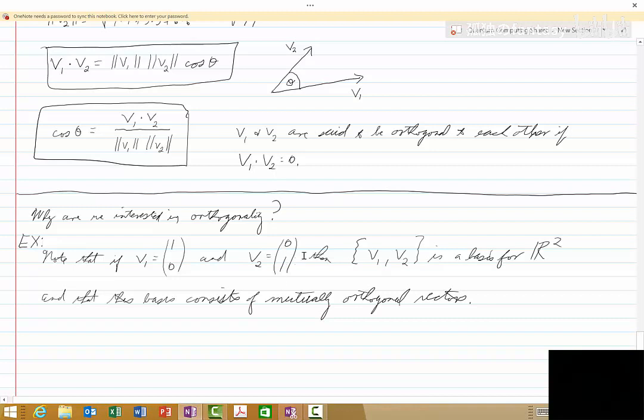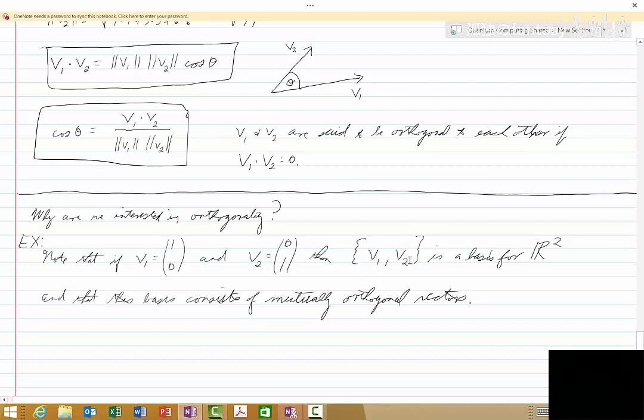That's clear. For instance, let's pick a vector in R2, say maybe 5, 7. Well, 5, 7 is equal to 5v1 plus 7v2. So clearly, any vector in R2 could be written as a linear combination of those two vectors. But furthermore, in addition to that, this basis has the property that the vectors in it are orthogonal to each other.